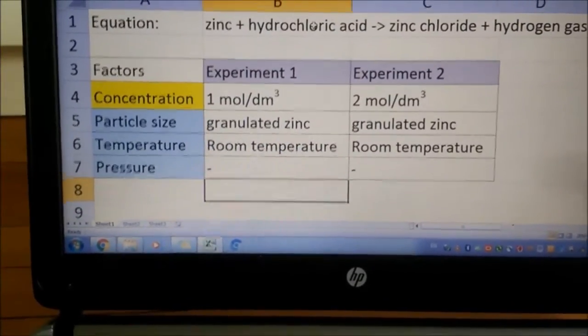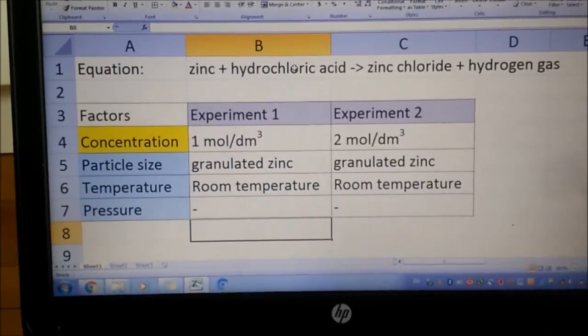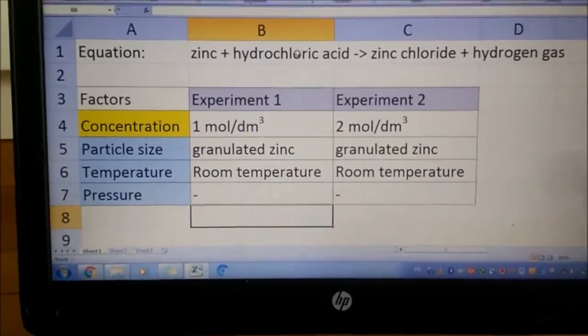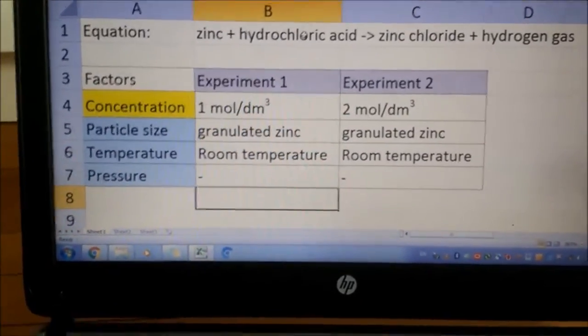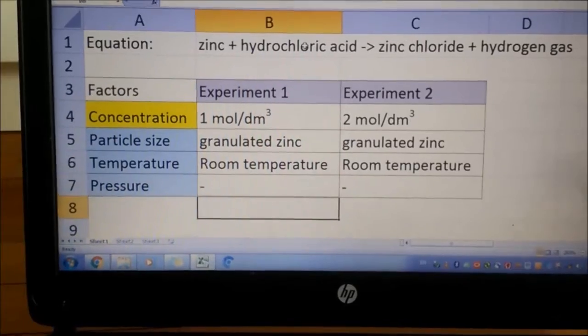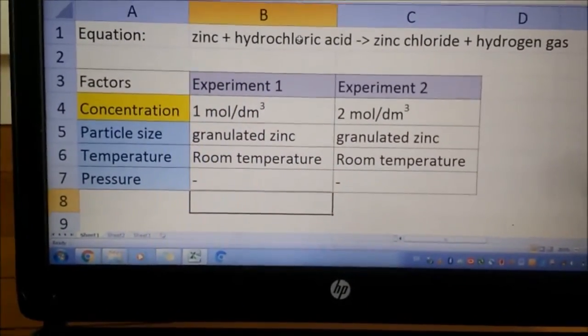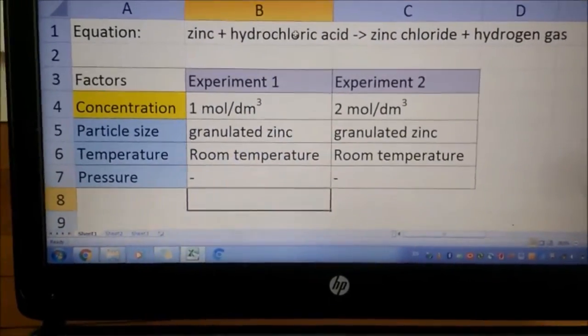That's the first point. The second point is we are going to measure the amount of gas produced for the speed of reaction. If you remember in my previous video, I said that in order to measure the speed of a certain reaction, we can use the volume of gas produced or the mass remaining. So in this case, we're going to look at the volume of gas being produced. That's the second point.